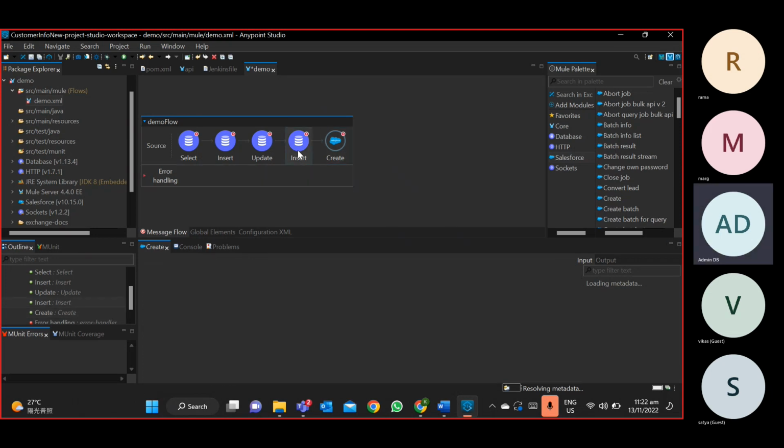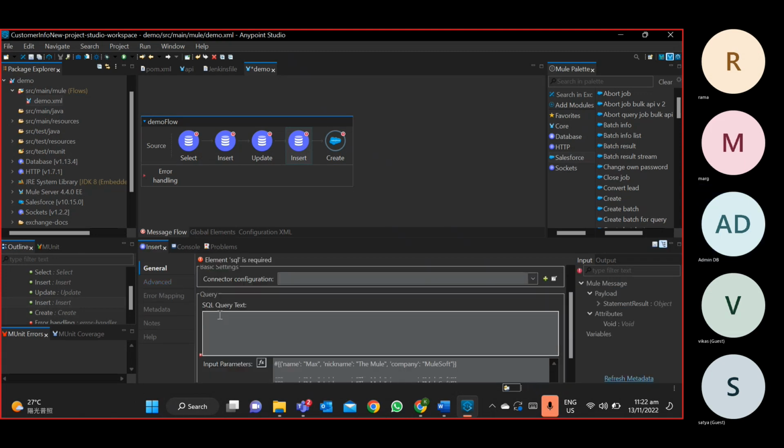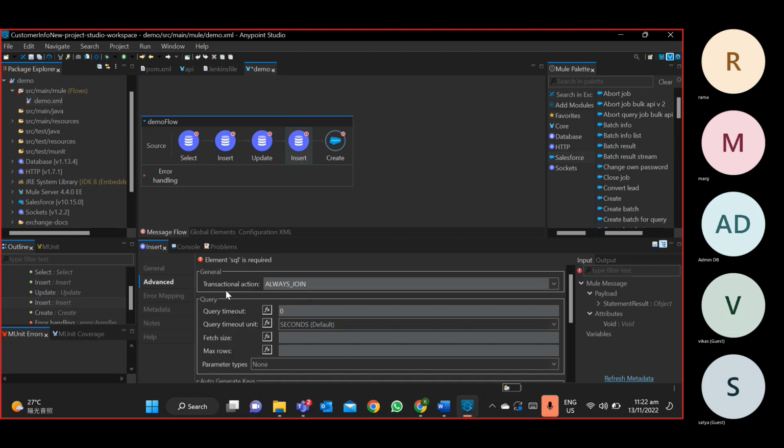But here you can see in advanced we have the transactional action. So if you want to check, you can drag and drop and check whether that particular connector has the transactional action or not. If not, then that connector will not support XA transaction or global transaction. It will support local or non-XA transaction.